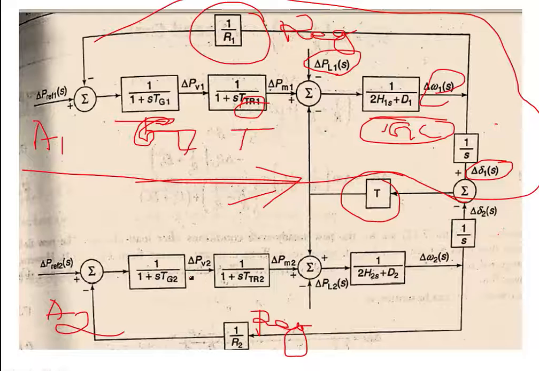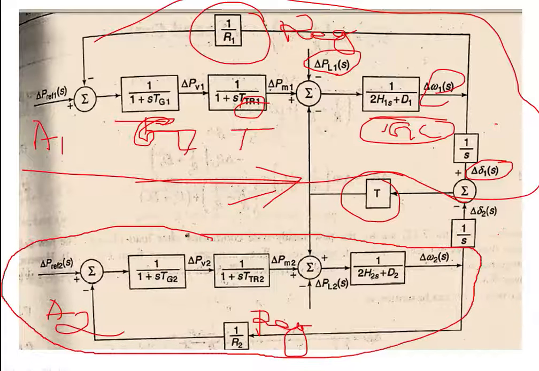So these are similar blocks, only the notations change. Replace 1 by 2 in all the blocks in the same way, and we get the second block. So this is the main block diagram for the tie line bias control of a two area system.